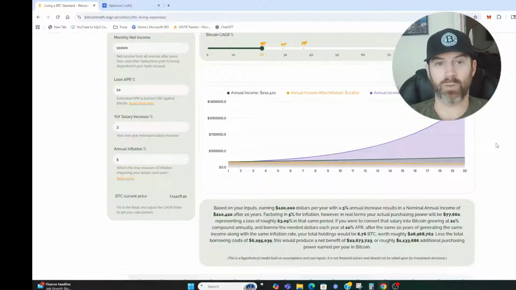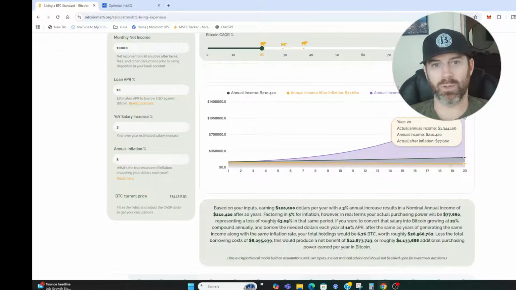Now, what we have in the purple is what would happen, right? What's the Bitcoin value if you were converting all of your income into Bitcoin and it was appreciating at 21% per year, compounding annually? That's what you see in purple, right? So by year 20, the actual amount of money that you've made each year based on your Bitcoin stack is over $1.3 million. Okay?